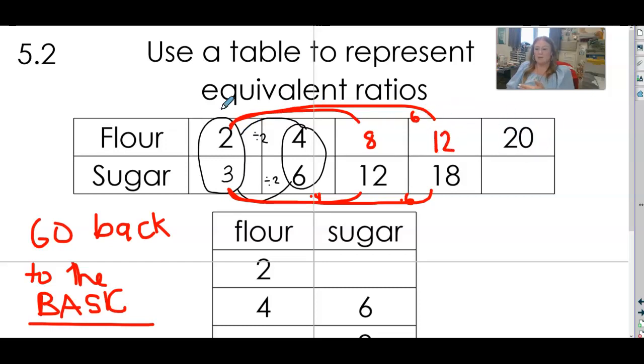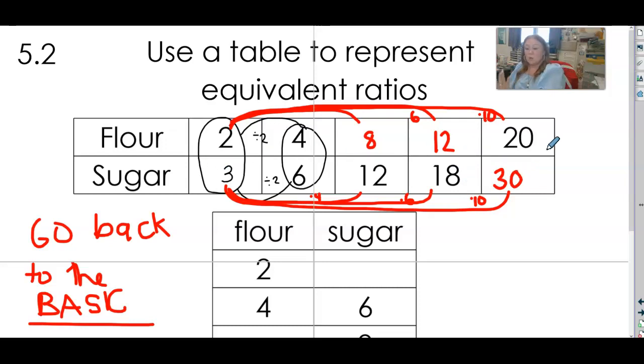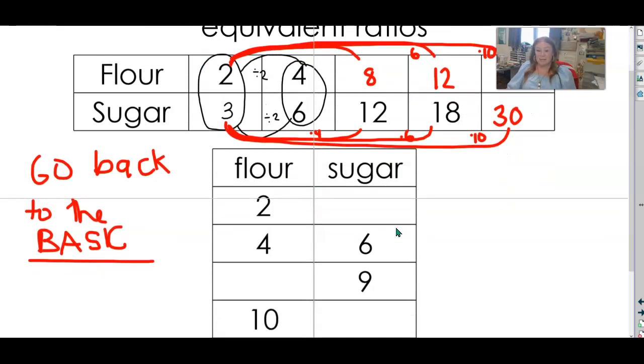Now this one I have on the top, so I have to ask myself, back from the basic, how do I get from 2 to 20? 2, 4, 6, 8, 10, 12, 14, 16, 18, 20. So that was 10 times. So 3 times 10 is 30. So all of these are equivalent ratios, but we wanted to use that basic ratio. So we simplified it first and then used our basic ratio to find the missing piece.